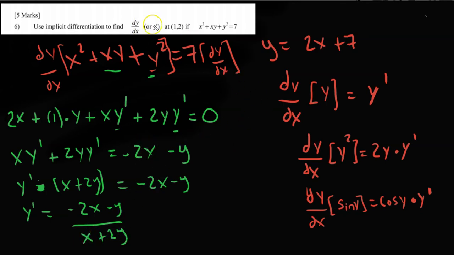And now we can evaluate the derivative at point 1 comma 2. So we'll plug in 1 for x and 2 for y, and in doing so we get y prime of 1 comma 2 is equal to negative 4 over 5.